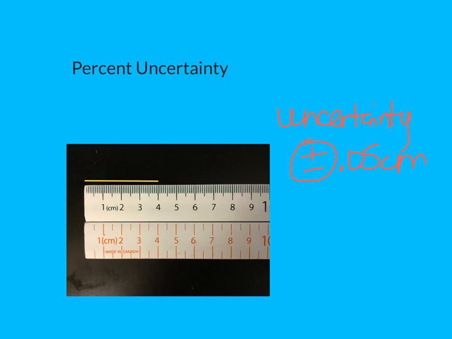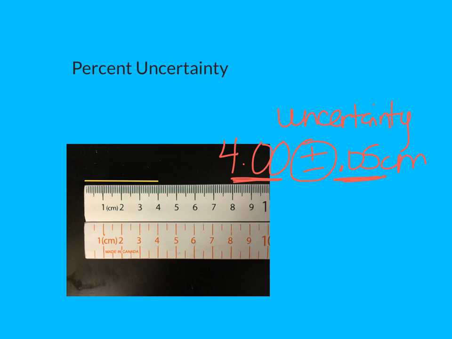So we would actually give this measurement as 4.00, because we can go out to the hundredths place because we can read between the lines. This decimal place and this decimal place need to match. And this is our uncertainty. So this is how far off our measurement could be.